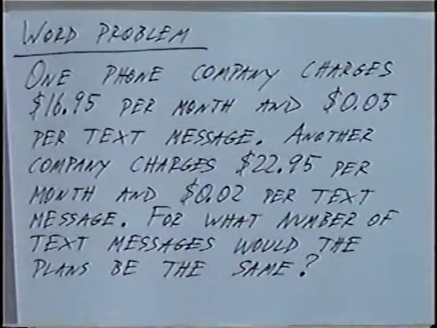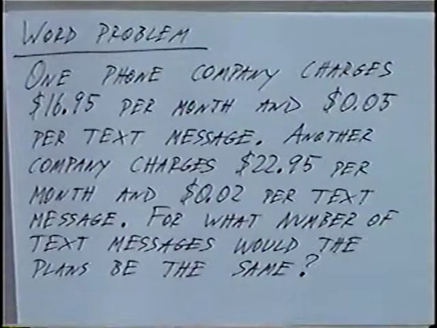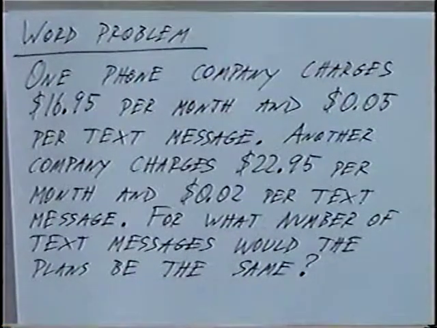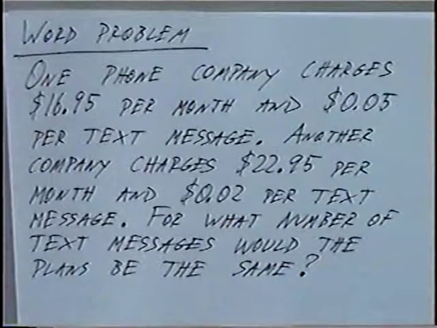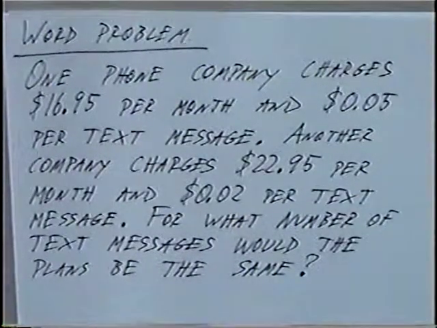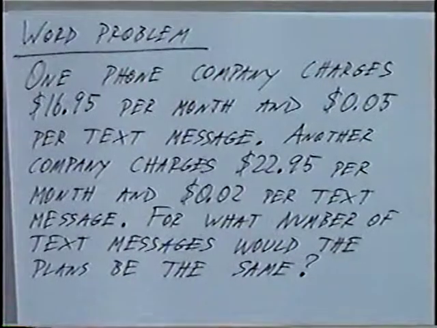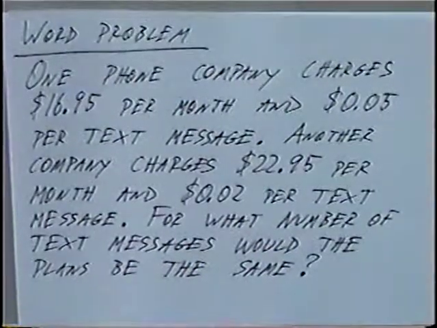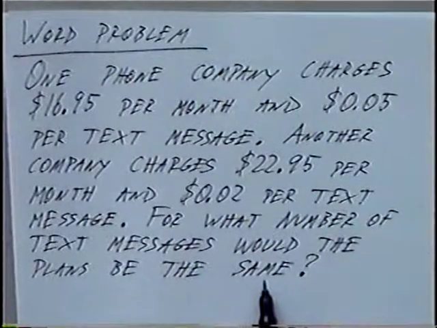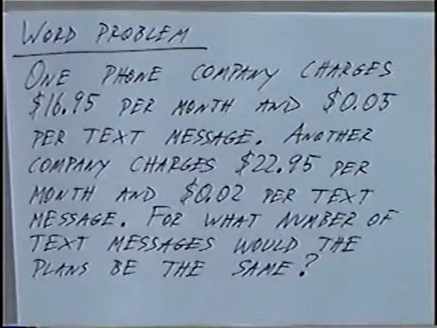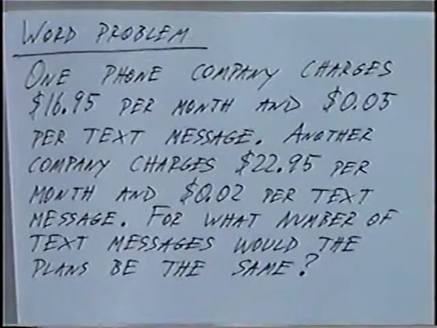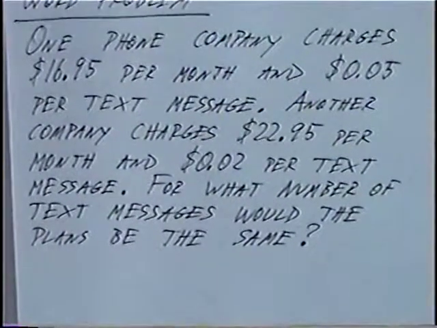One phone company charges $16.95 per month and 5 cents per text message. Another company charges $22.95 per month and 2 cents per text message. For what number of text messages would the plans be the same? To solve this problem, let's write an equation, and for the plans to be the same, we can set the plans equal and then solve for the number of text messages that they'll be equal for.